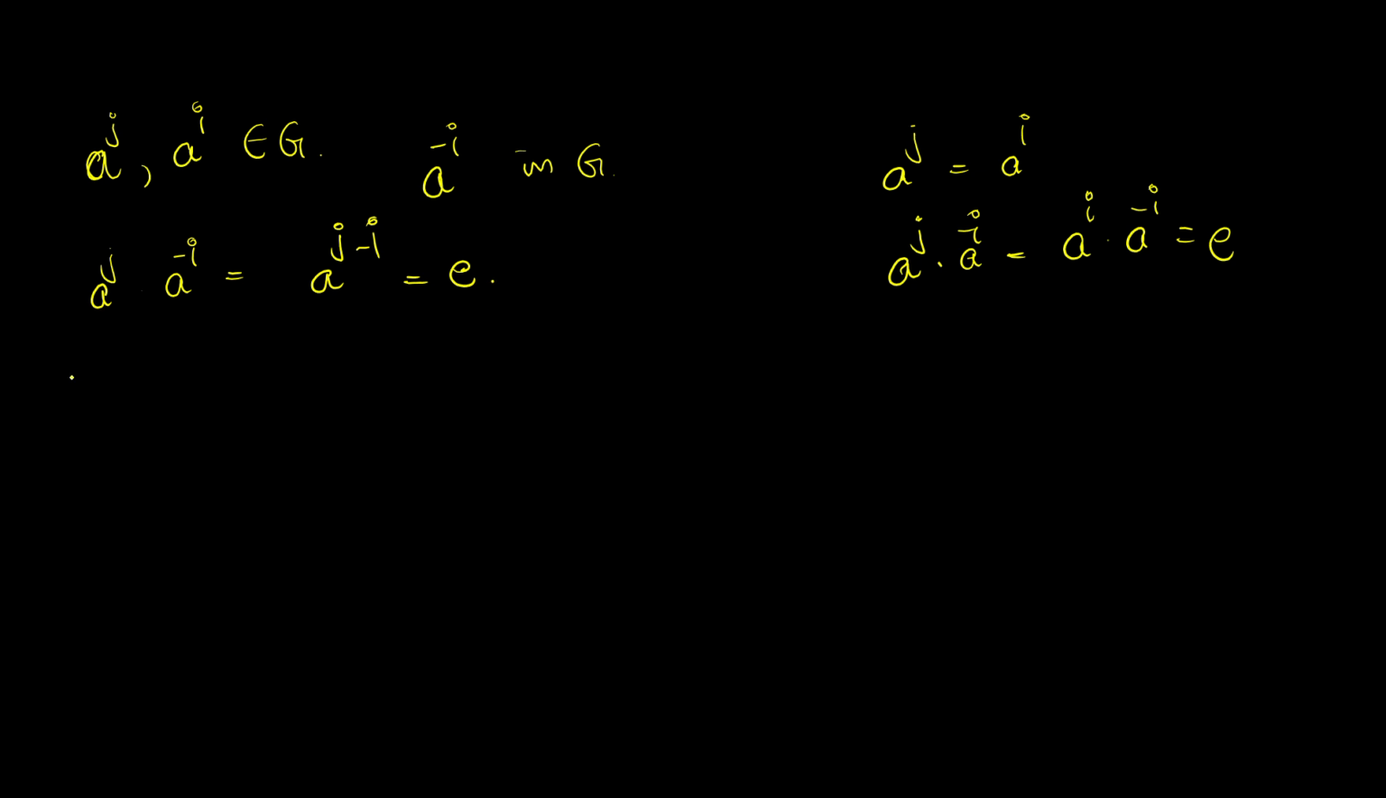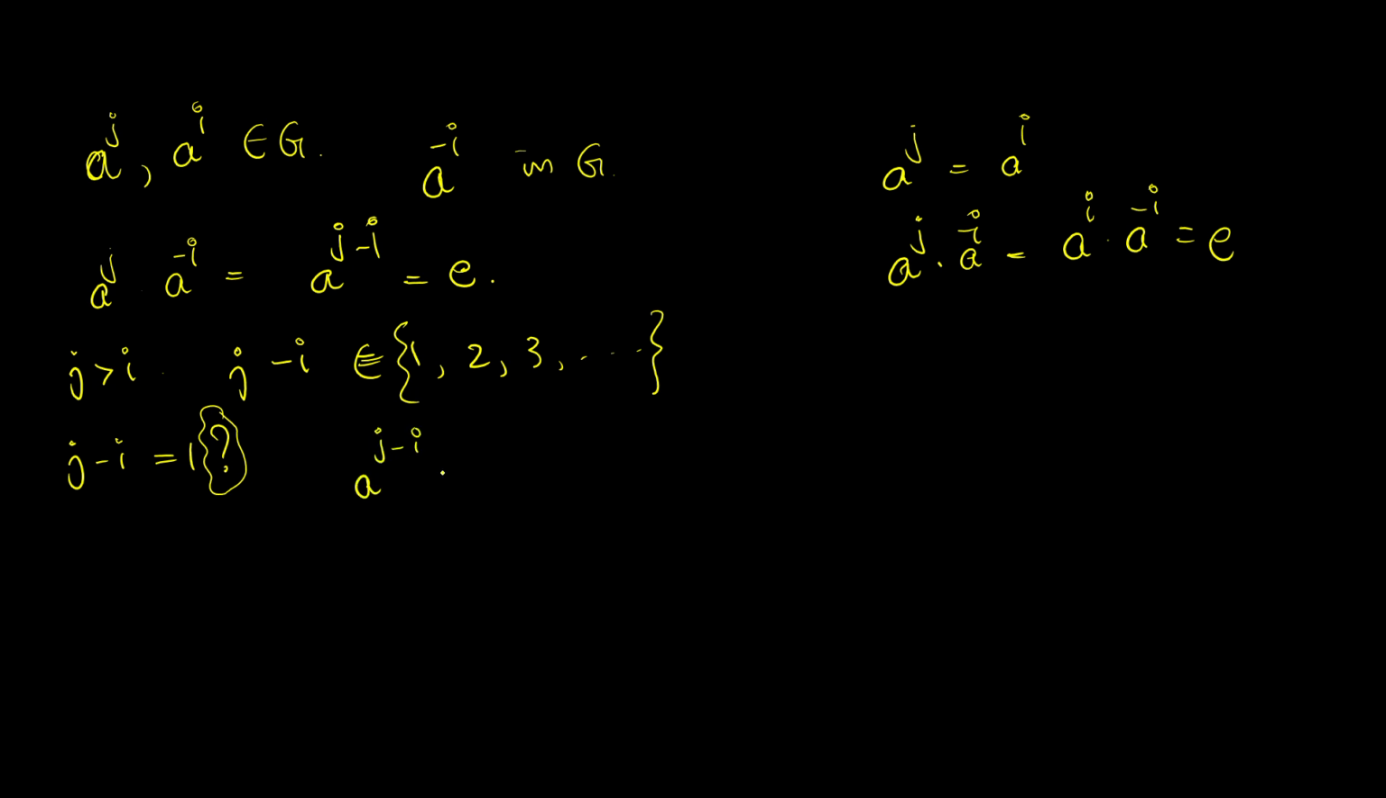Okay, now we know that j is strictly greater than i. So j can be equal to i plus 1 or it can be more. So j minus i will be equal to 1, or it will be 1 or 2 or 3 or something like that. It has to be one of them. Can j minus i be equal to 1? Is this possible? Suppose this is possible, then we will have that a^(j-i) is equal to a^1, but that is equal to identity. What that will mean is that a has to be identity, correct?